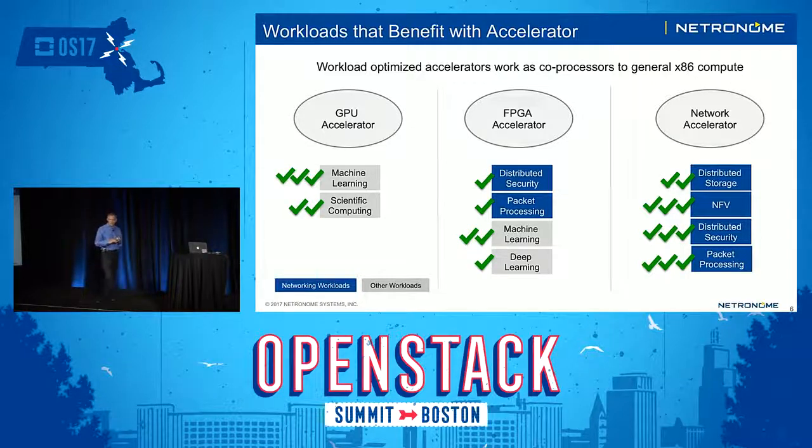GPUs, fantastic for machine learning, scientific computing, back to the days when CUDA was released and you just did protein folding, to today, a lot more massive capabilities. FPGA acceleration is amazing as well, in that, you know, for distributed security or packet processing, you can also write your algorithms for machine learning and deep learning. Network accelerators, which is where Netronome fits in.